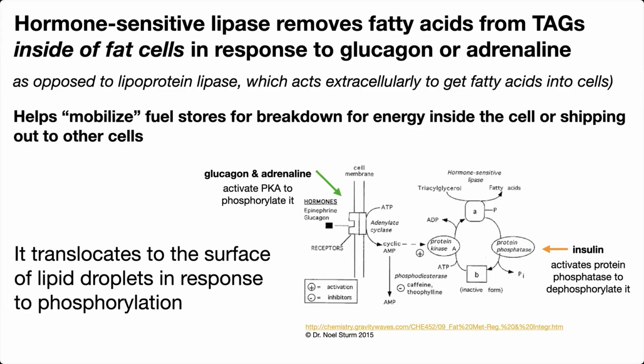So the phosphatase is going to remove the phosphate group that was put onto the hormone-sensitive lipase by protein kinase A. Protein kinase A was activated by glucagon and adrenaline, remember? And so here, we are reversing the actions of those hormones with insulin. It's going to remove that phosphate group. It's going to then remove the hormone-sensitive lipase from the surface of those lipid droplets. And so the fatty acids won't be released from those tags.